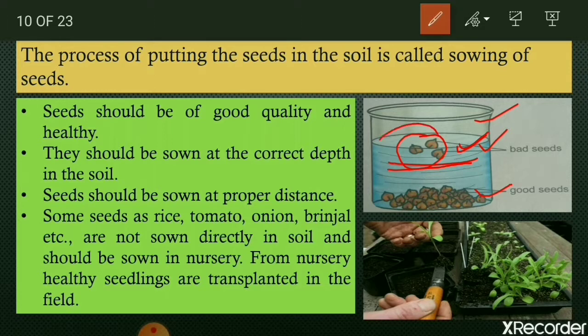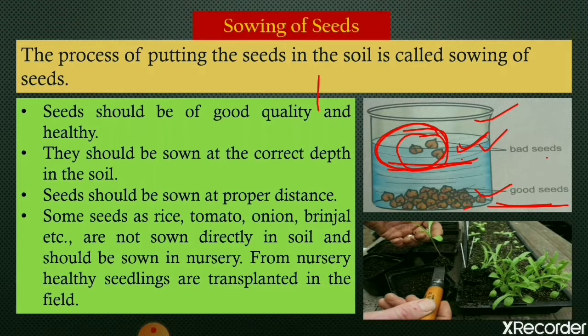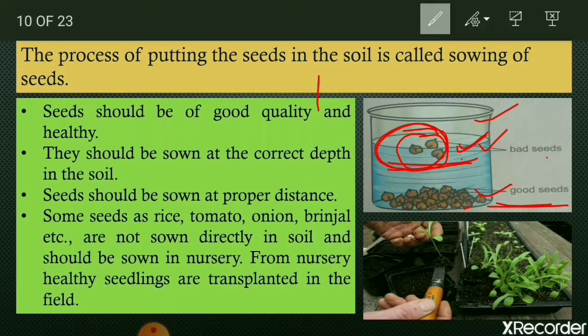So these seeds which are floating on the surface of water are the bad seeds, and the seeds which are settled down at the bottom are good seeds. So this is the method how we can select the good and bad seeds. Now next thing is, the seeds should be sown at correct depth.